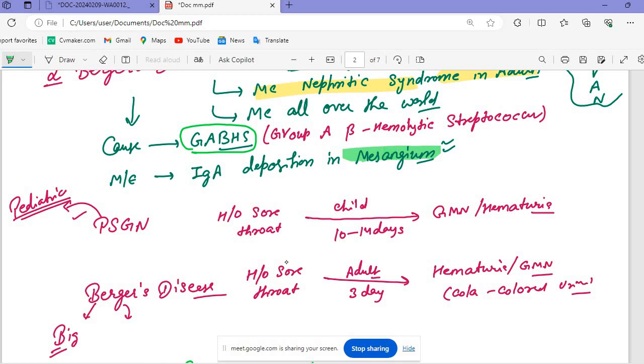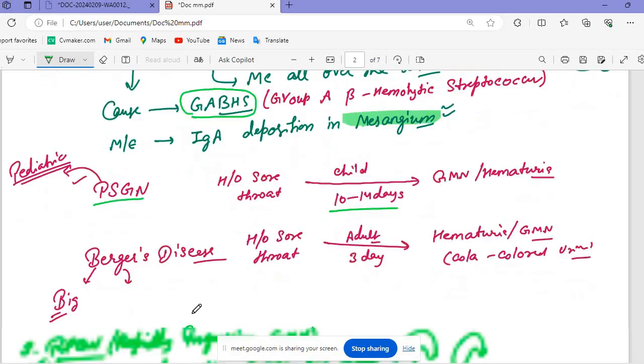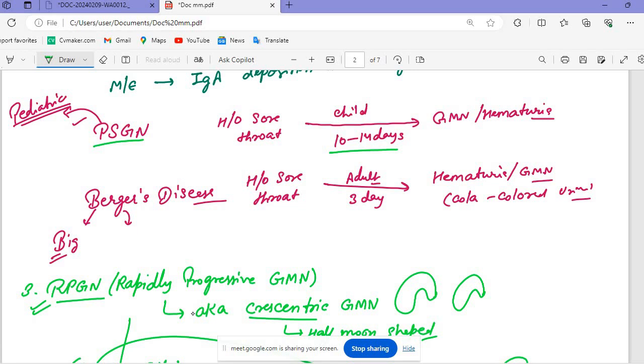PSGN takes 10 to 14 days, and then there will be hematuria. In Berger's disease, there will be hematuria after 3 days. After 3 days, in the big person, everything will be fast. So G for jaldi jaldi, jaldi jaldi means fast.